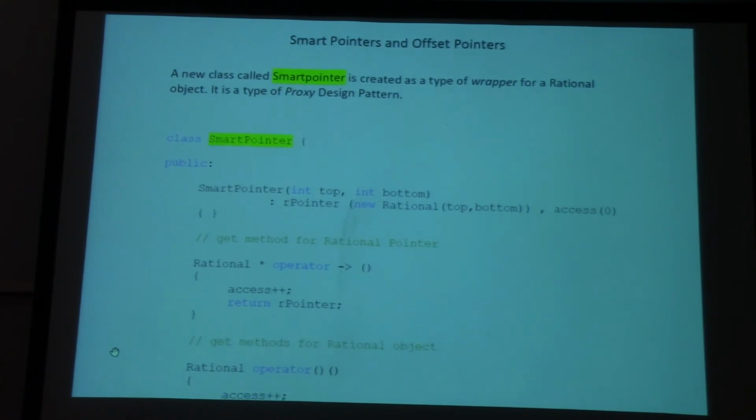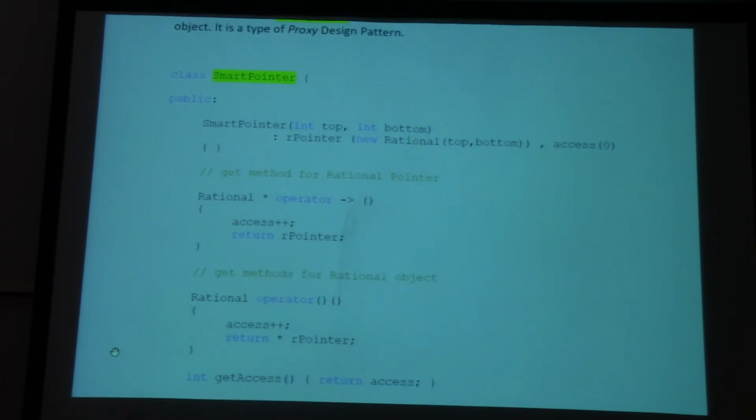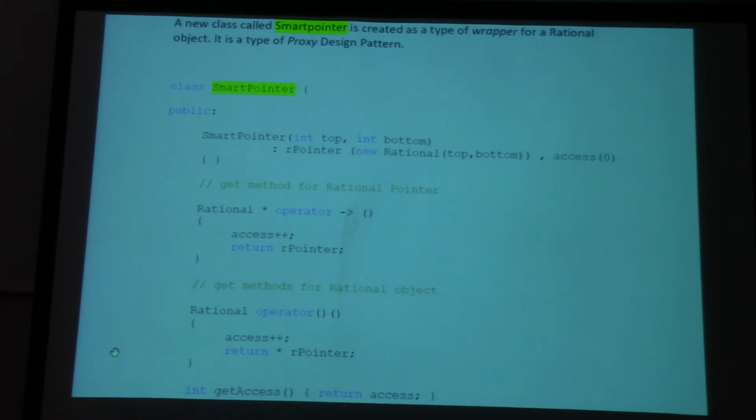All right. So the last thing we're going to look at is something called a smart pointer. The smart pointer, I will just say one thing, is basically a type of design pattern which is referred to as a proxy pattern. You guys have heard of proxies, right? Server proxy, this kind of proxy. There are a number of different proxy patterns. This is one of them.